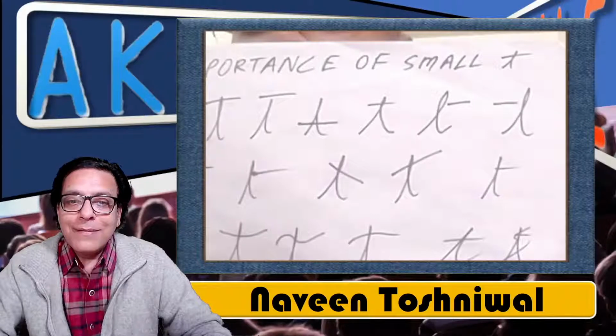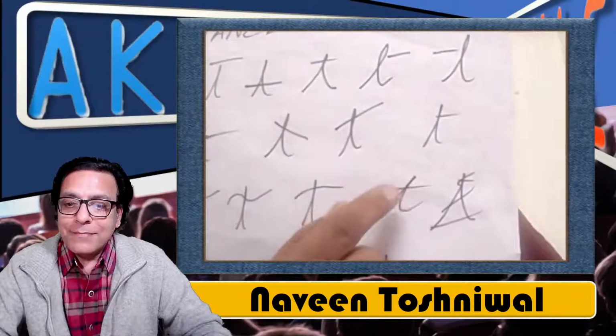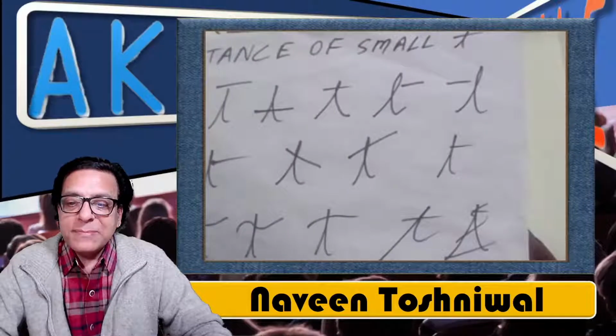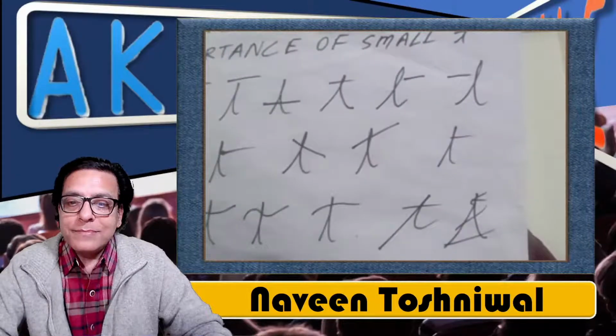Okay. So this initial long stroke over here indicates people who have resentment. They resent some old episodes which they are not able to get over or forget.